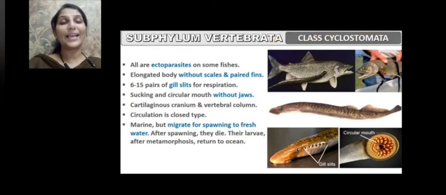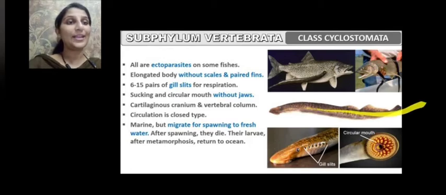These animals under Cyclostomata are ectoparasites on some fishes. What do I mean by ectoparasites? They are dependent on a host, but they reside outside the host. So they are called ectoparasites. The body is elongated without any scales or paired fins. They do not have fins. You can see their body is elongated without any fins.